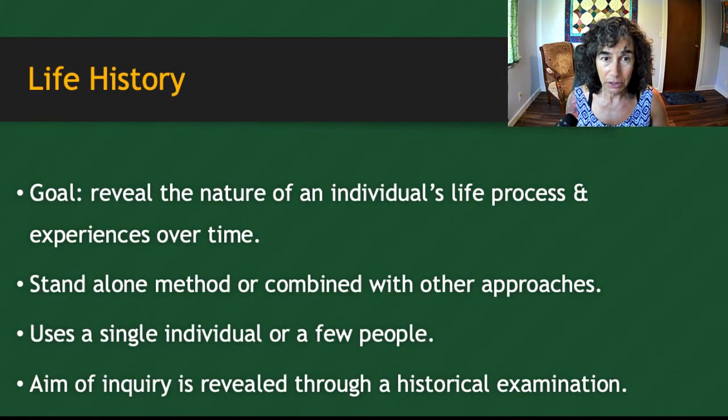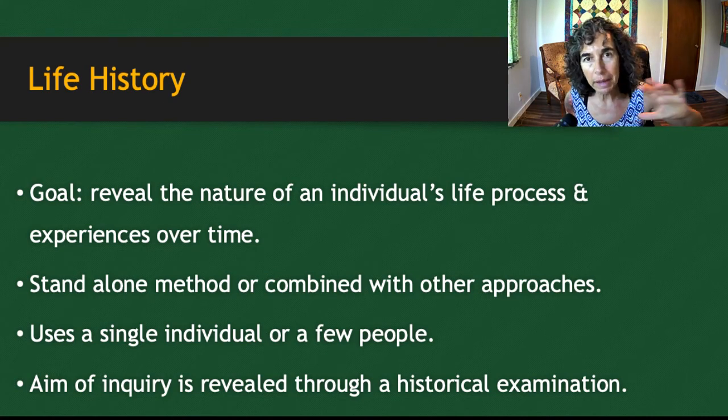And then life history, next up in green. The goal is to reveal the nature of an individual's life process and experiences over time. It can be a standalone method or combined with other approaches. It uses a single individual or a few people, because it takes some time to get a life history, right? And the aim of inquiry is revealed through a historical examination. So we look back on a person's life.